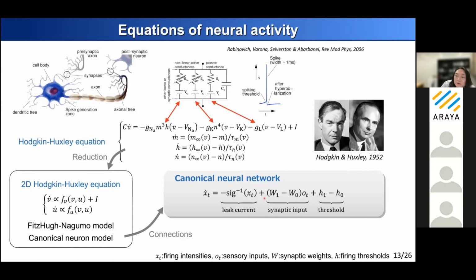Interestingly, if we consider the fixed point of this equation, which gives the X that makes X dot equal zero, then we get the well-known rate coding model with sigmoidal activation function. So in some sense, this canonical neural network that we use is an approximation of Hodgkin-Huxley equation or FitzHugh-Nagumo equation, and its approximation level is in some sense between the original Hodgkin-Huxley equation and the rate coding model. So anyway, we use this equation to characterize neural activity. And please remember this form of equation, and I'll go to the next slide.